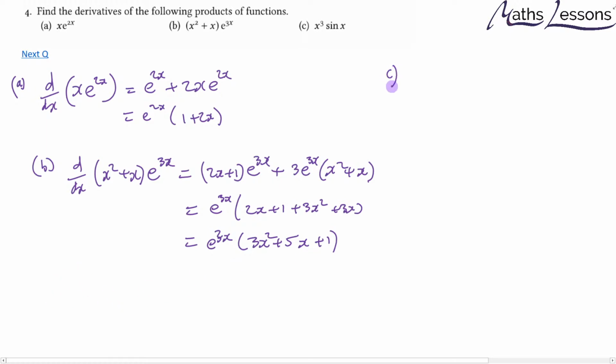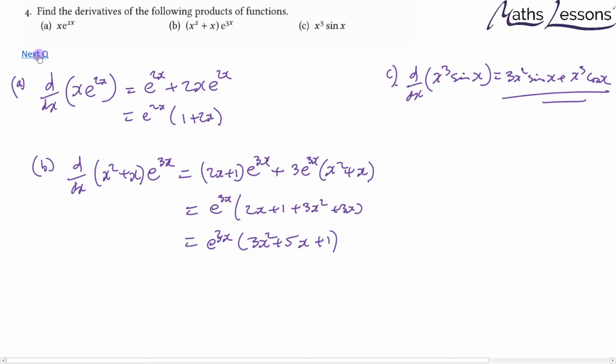Let's do c over here. So I want to differentiate this, shouldn't take us too long. X cubed is 3x squared times by the sine x, plus the sine which goes to cos times by x cubed, so x cubed cos x. And I don't think there's anything to be gained by trying to factorise that one at all.